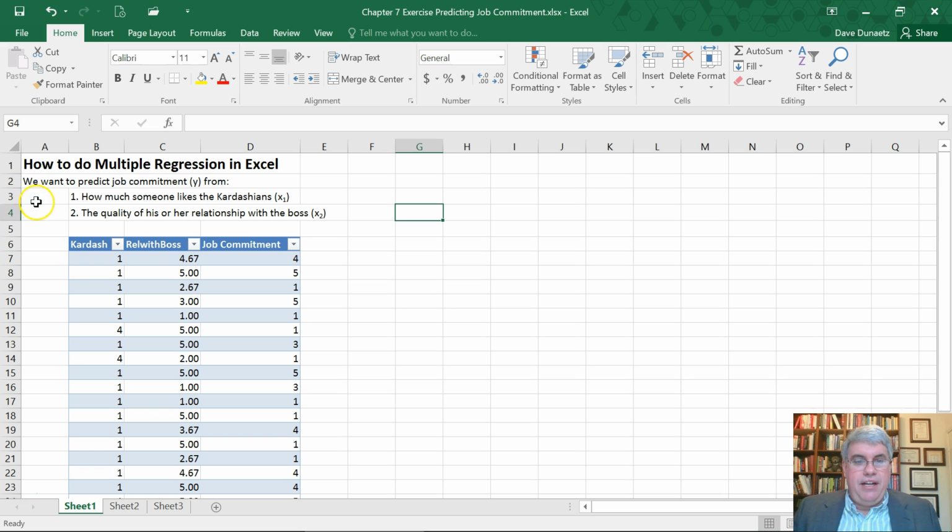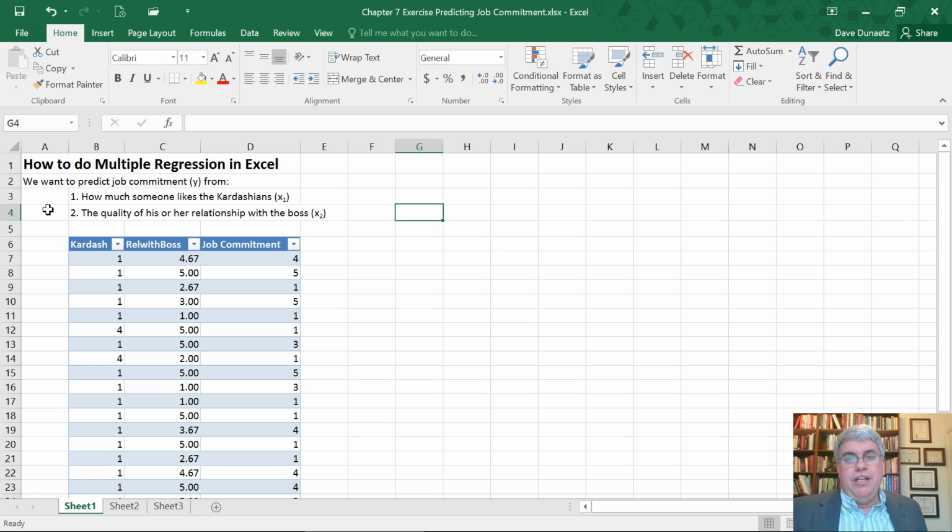Now we have a lot of data on the class, and one of the first variables that we're going to use is how much someone likes the Kardashians. Now, I don't know if that's a very theoretically legitimate predictor for job commitment, but we'll see if it works. And then secondly, the quality of his or her relationship with the boss.